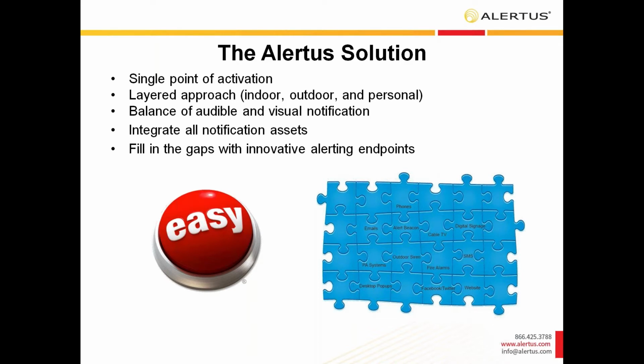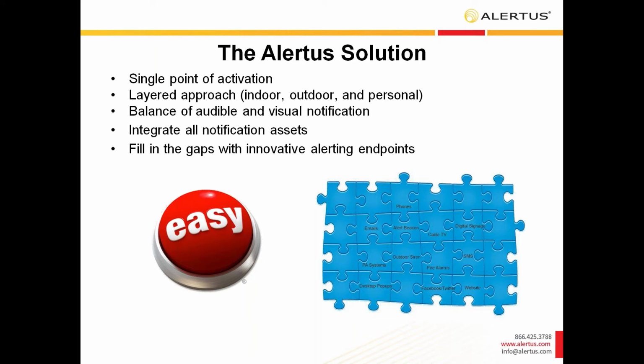So again, think of some of the challenges you have. Think about some of the things that are already in place. Everything could be in different silos, and it takes a lot of time. We're trying to make it so that from a single point of activation, the alert goes off within seconds. Layering the notifications: indoor, outdoor, personal. We don't want to discount anything. We want to make sure that everything goes off from a wide range of different modalities.